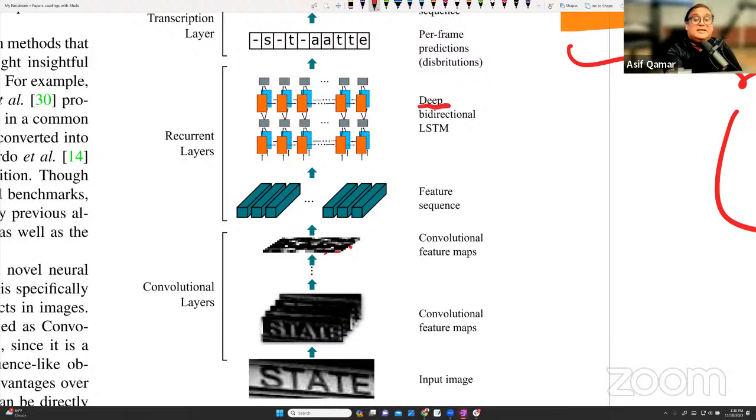Now observe the word deep bidirectional LSTM. Why is that? The interesting thing is when you're trying to predict what word it is, the word state, it helps not just to look from left to right, but you can also look right to left. So for example, suppose you were unsure.